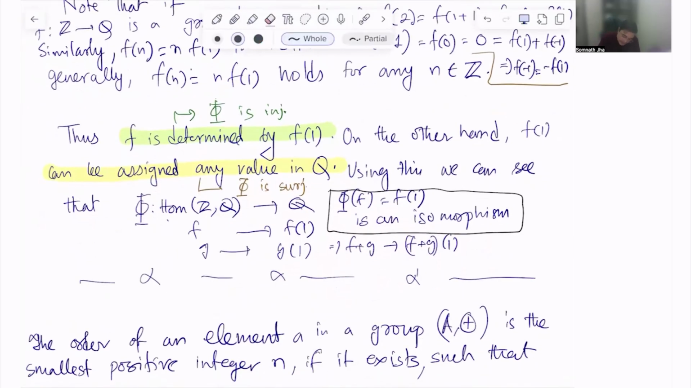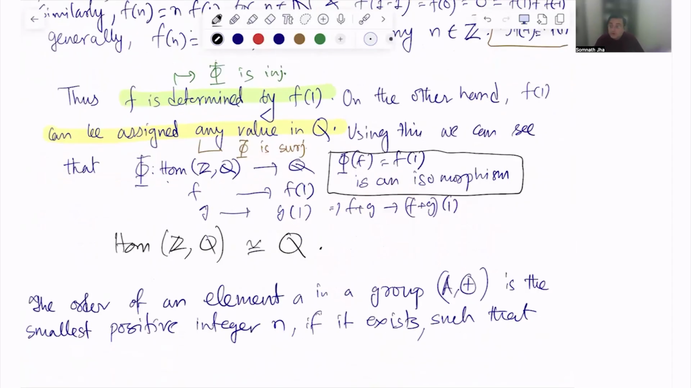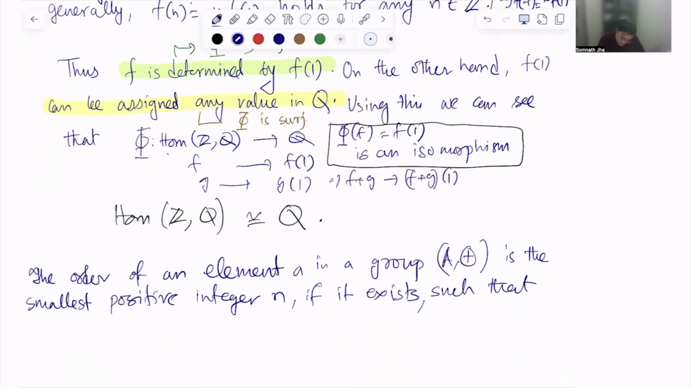Okay, so we get that Hom of Z comma Q, this abelian group, is isomorphic to Q. So this is an example of understanding isomorphism, the group homomorphism, and understanding maps between Z and Q which are group homomorphisms. Okay. So let us move to a slightly different topic now.